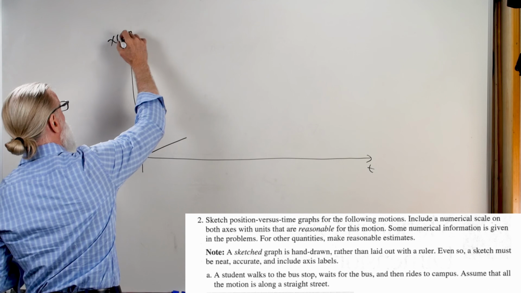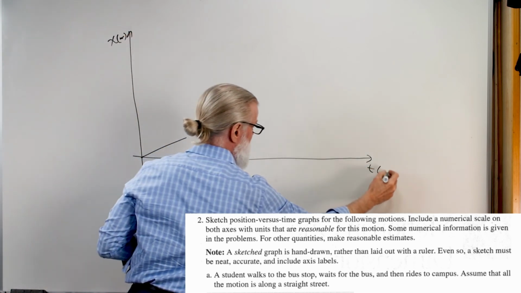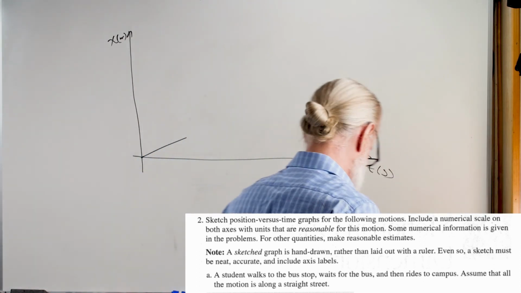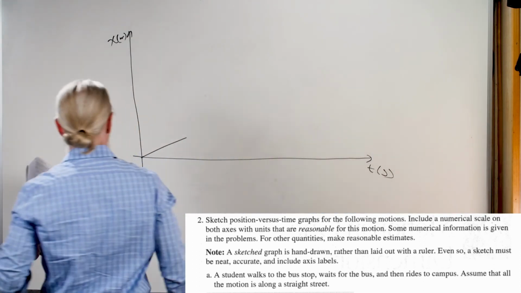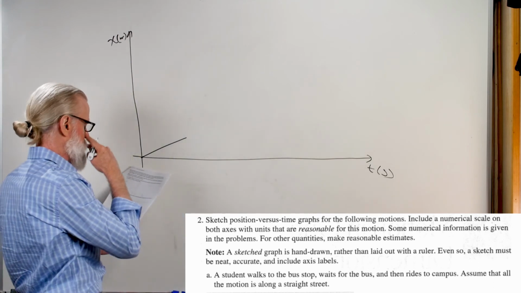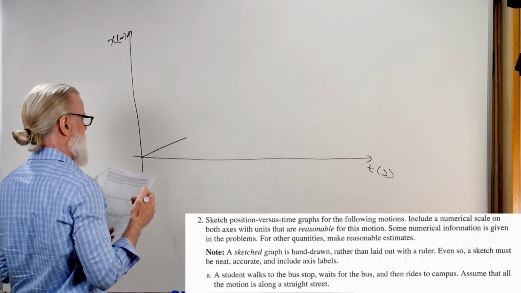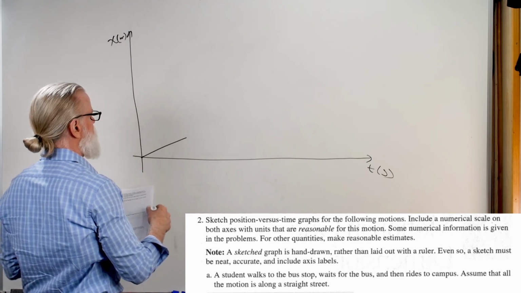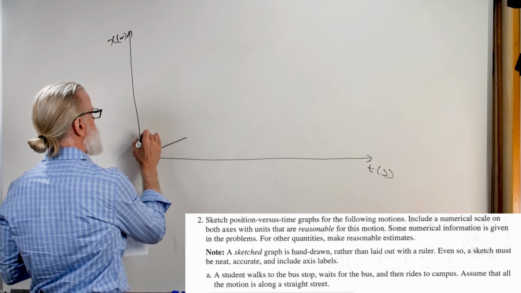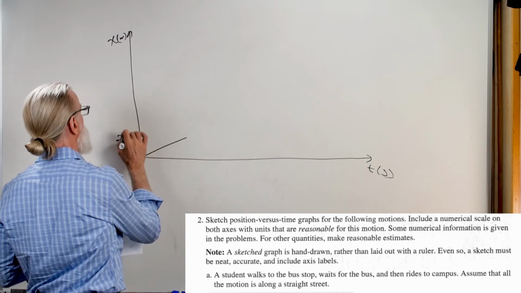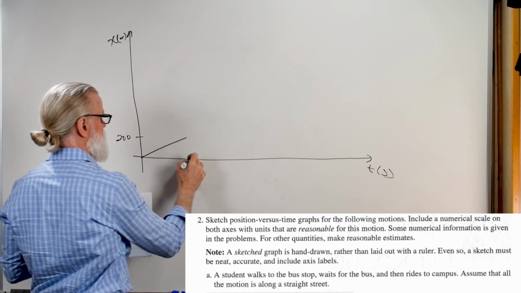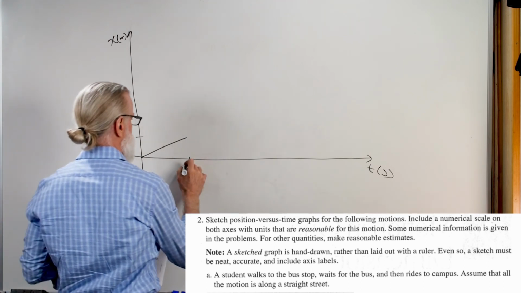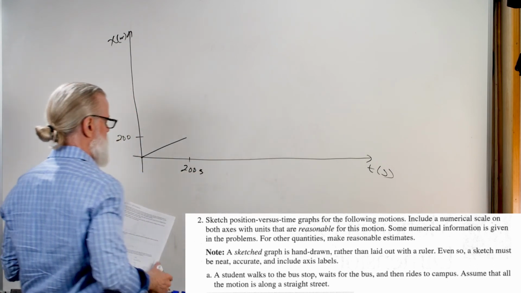We're going to go in meters here, and this will go in seconds. I'll go with a meter per second. So the student's going to go a meter per second, and let's say we go 200 meters to the bus stop. At a meter per second, that's going to take 200 seconds. All right, a couple of minutes.